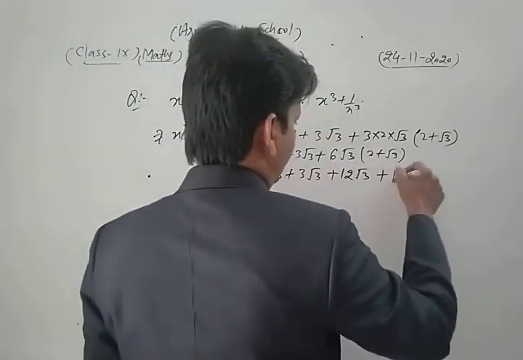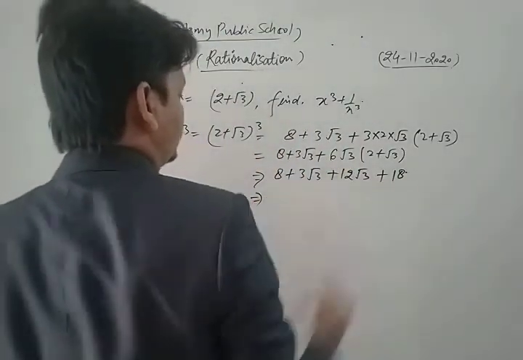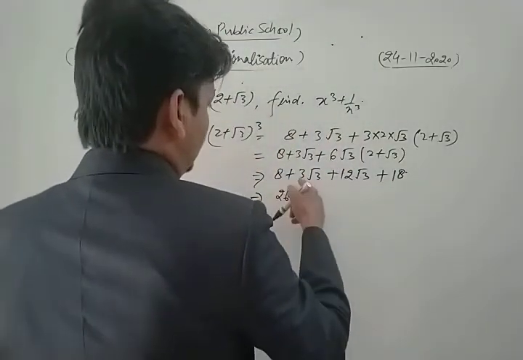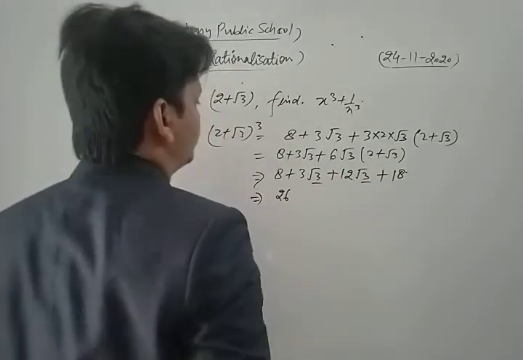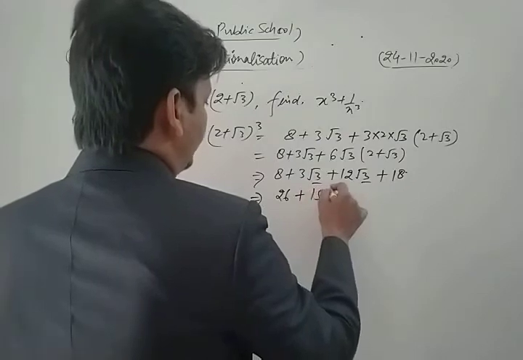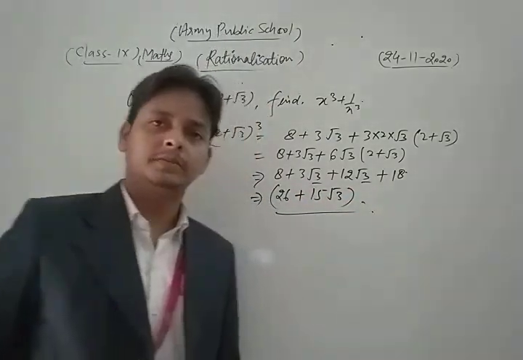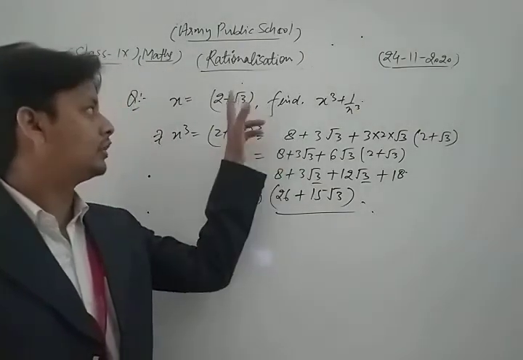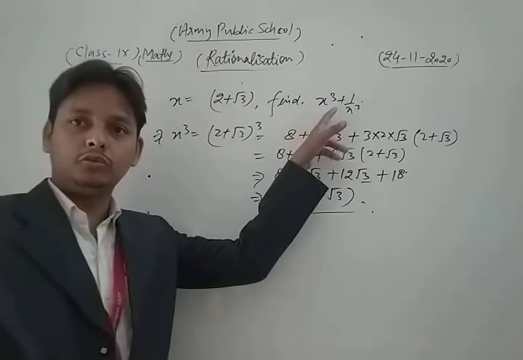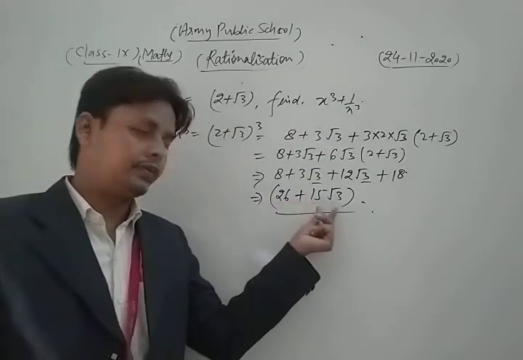Now look, 8 plus 18 is 26. This is root 3, this is root 3, these are like terms. So 12 plus 3 is 15 root 3. Thus, dear friends, in that type of question, first of all we find the value of x cube. We find the value of x cube as 26 plus 15 root 3.